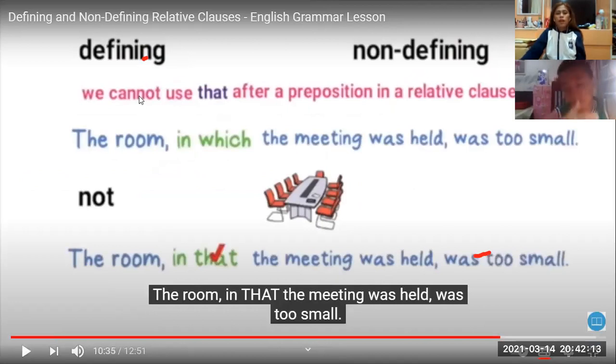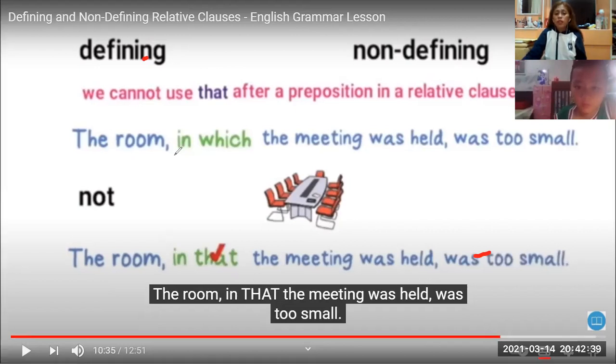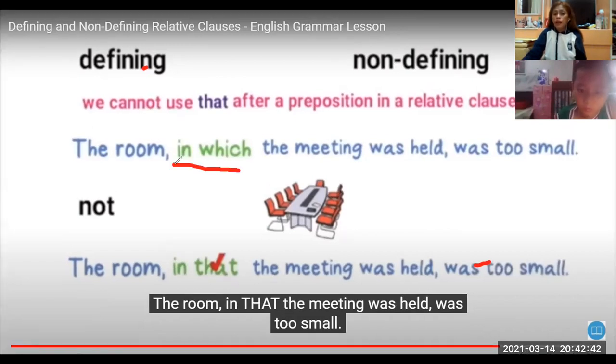Okay, look at this one. We have here in defining, Kayo, look at this one. In this one, defining, we cannot use that after a preposition in a relative clause. Look at this one. The room in which the meeting was held was too small. Actually, this is correct, Kayo. Let's wait for a while. Teacher is trying. Okay. This is correct. The room in which, this is preposition in, where the meeting was held was too small. This is correct, but this is not correct.